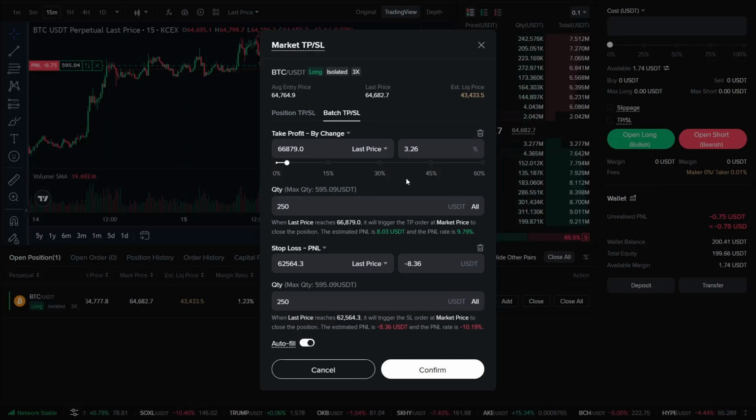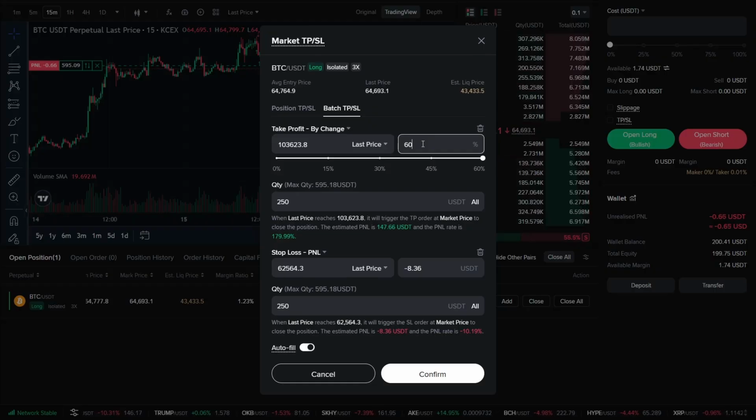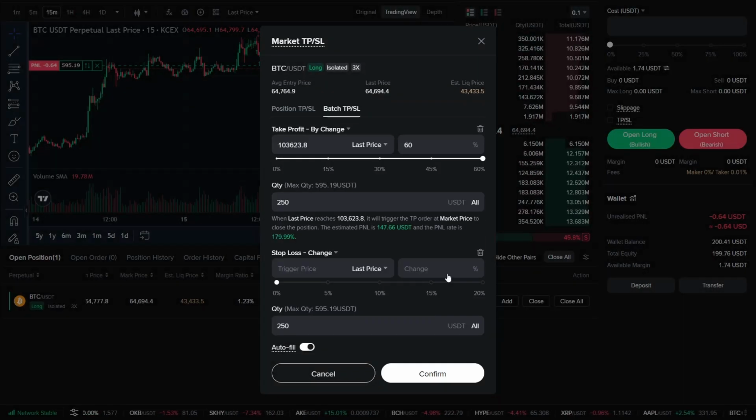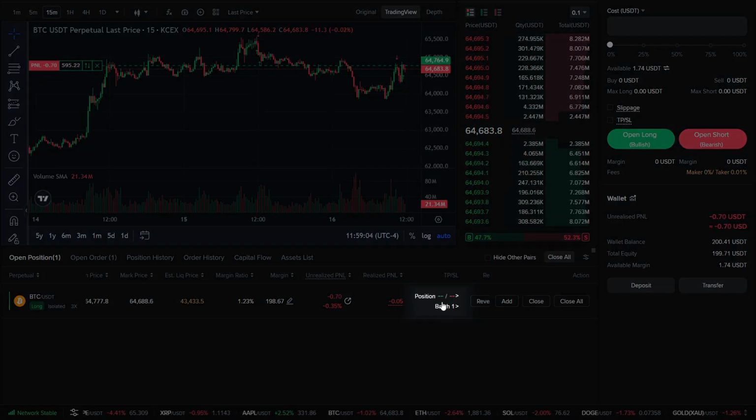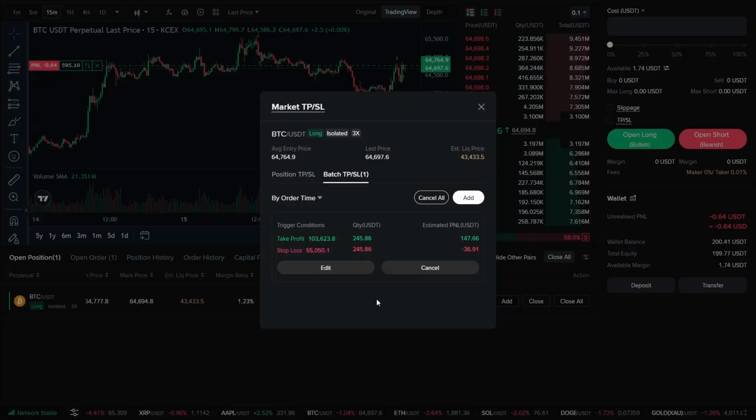So for our first batch order, we're going to sell about 40% of our position. And I want to do this once Bitcoin is up 60%. And on the downside, switch this to change. I want to exit about 40% of our position if Bitcoin goes down 15%. And we're going to confirm these orders. We can now click on batch and we can see both of these orders.